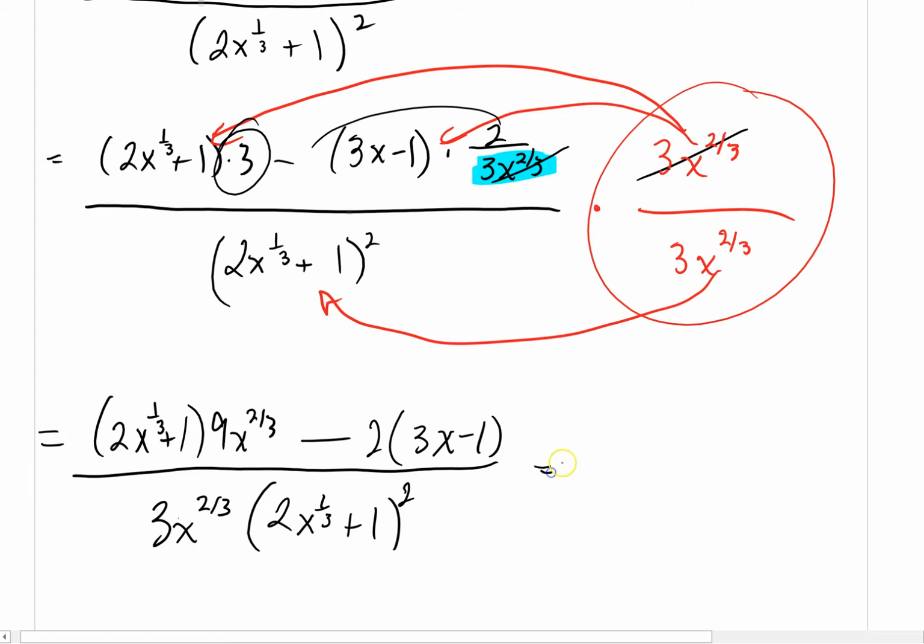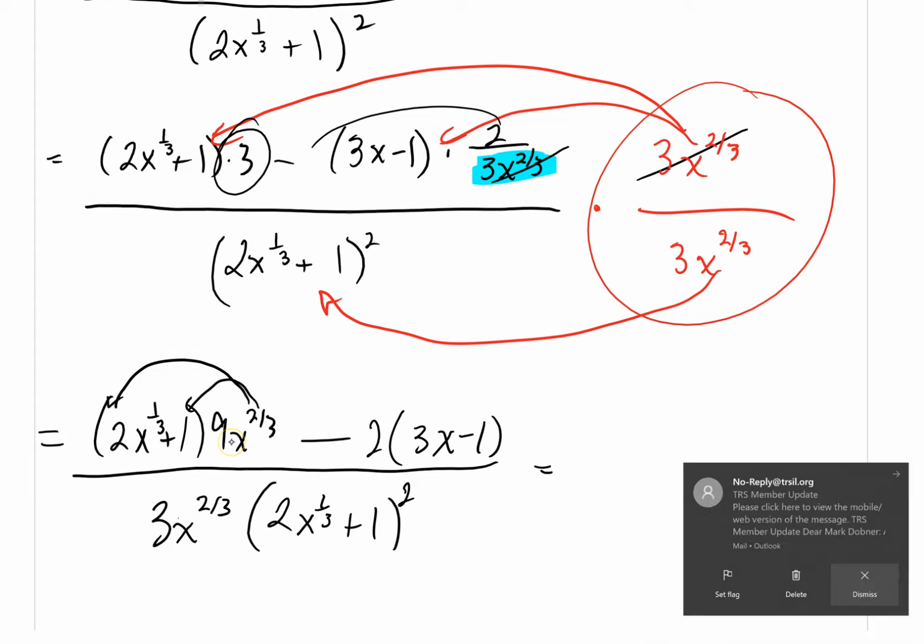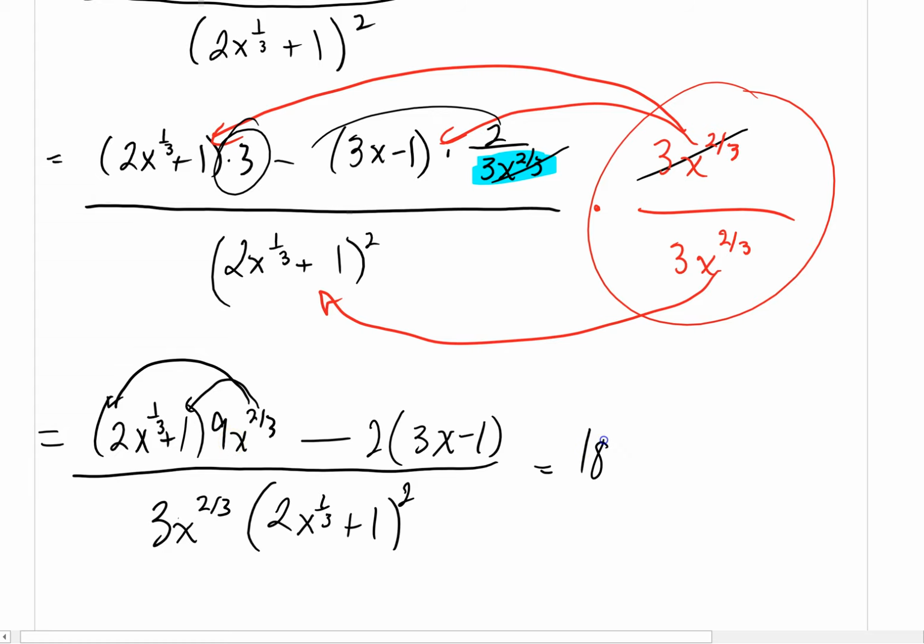So let's just do a little cleaning up. I'm going to distribute that 9x to the 2/3 to both. 9 times 2 is 18. And what's x to the 1/3 times x to the 2/3? Well, add those powers together, you just have an x. And then you could see here's a plus 9x to the 2/3. Now I'm going to distribute this minus 2. I'll get a minus 6x plus a 2.